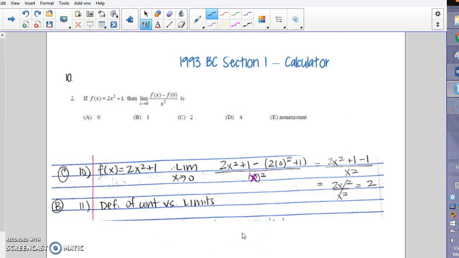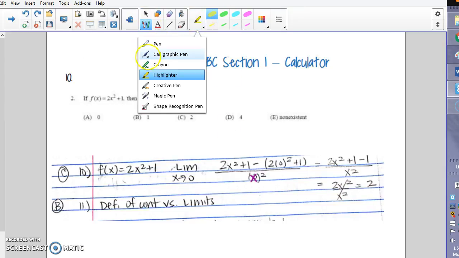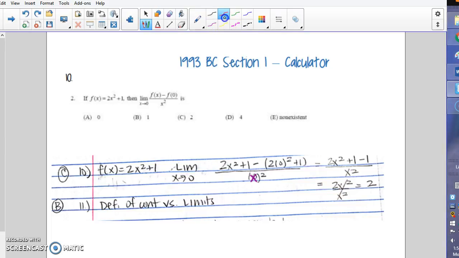This guy, not a bad question. You're probably going to see it in some way, shape, or form. So this is basically a play on the idea of the derivative, not exactly. So f of x, I replaced and put that straight in, right here. Then I put f of 0 in, simplified, and you had 2x squared in the top.